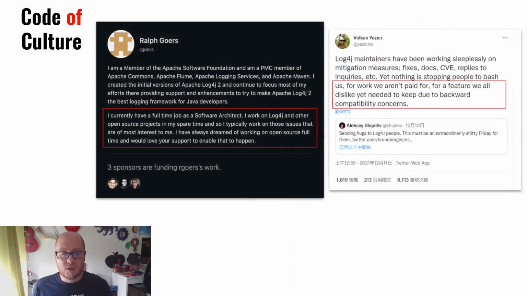Here are two messages from the library log4j, which caused worldwide internet havoc in late 2021. The security bug of the library spread so much that almost all the internet was affected. In these messages, the creator of the library and one of the core maintainers claim that they are maintaining it in their after-work time and they are not being paid for it at all. So maybe we need another dimension to see what's happening here.